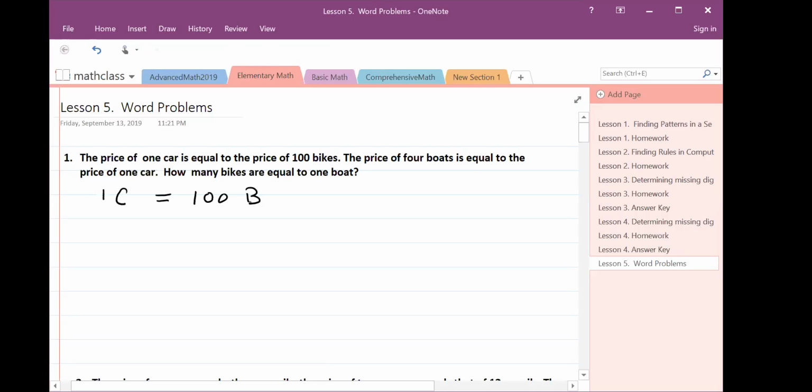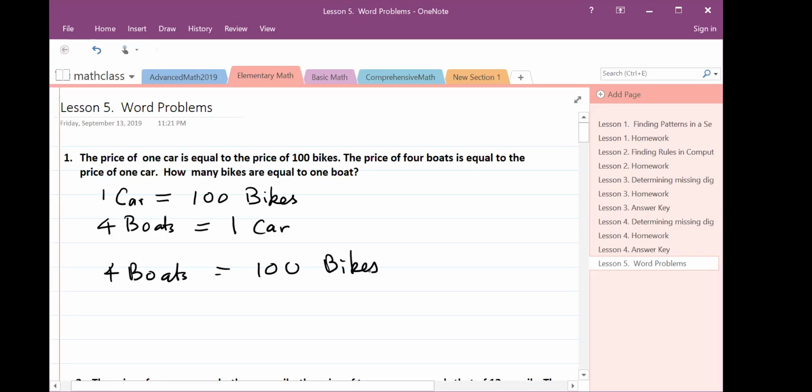And then 4 boats. We have to use different letters, right? Then 4 boats equals the price of 1 car. So now you can easily set up the relationship between the price of boats and the price of bikes. You see, 1 car, you have the same number here, so that's why 4 boats equals 100 bicycles.